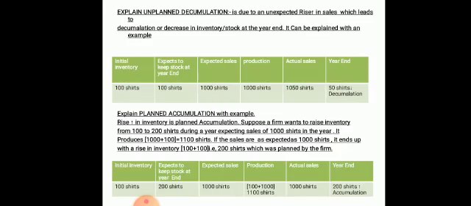Explain unplanned decumulation. So unplanned decumulation is due to an unexpected rise in the sales. Decumulation of inventory means what? The inventory or the stock has reduced. Why does it reduce? Because of an unexpected rise in the sales, which leads to decumulation or decrease in the inventory or stock at the year end. It can be explained with an example.